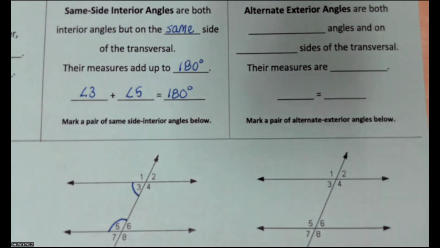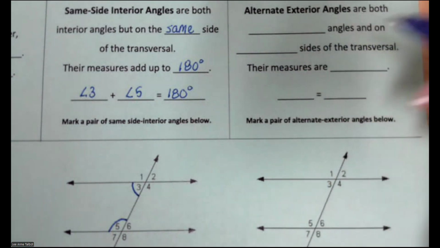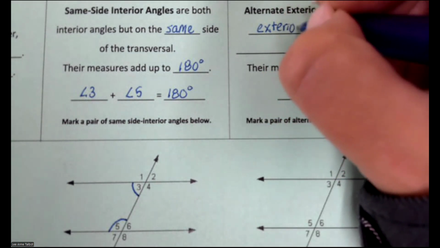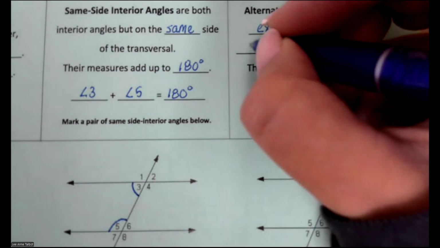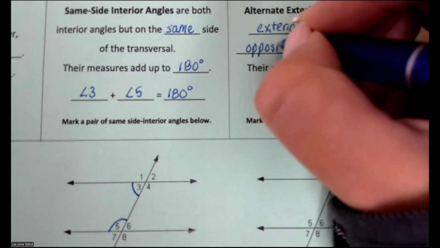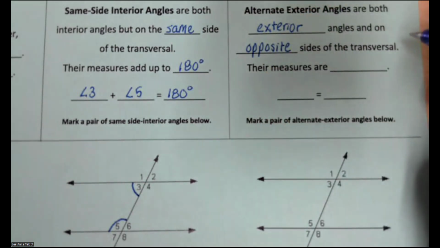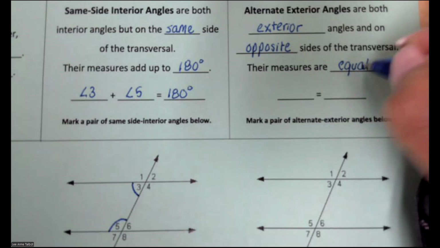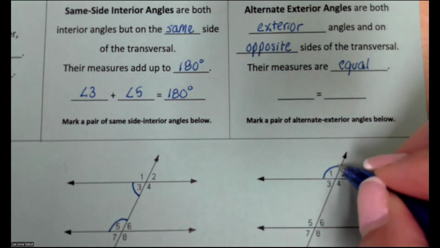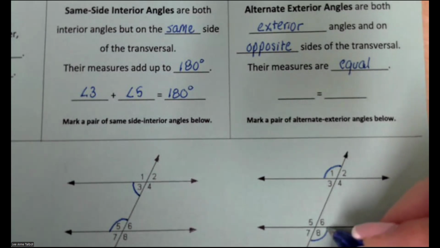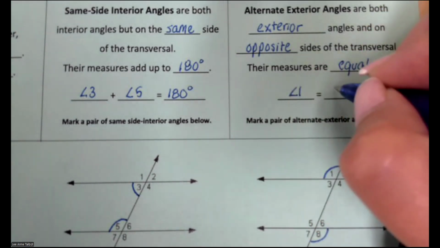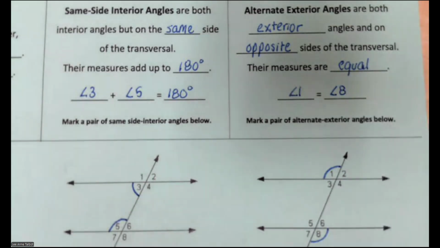Okay, last one. Alternate exterior angles are both exterior angles and on opposite sides of the transversal. Their measures are equal. I'm going to choose angle 1 and 8. Angle 1 equals angle 8.